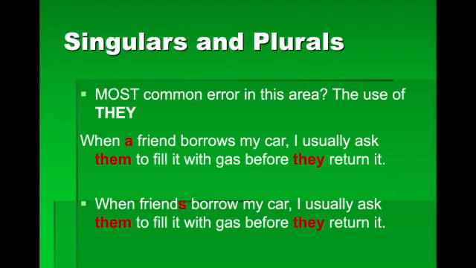It sounds correct. However, you have a friend, one person, singular. Therefore, them and they, which are plural pronouns, are incorrect. So if you wanted to use the words them and they, you have to have a plural subject. When friends borrow my car, I usually ask them to fill it with gas before they return it.